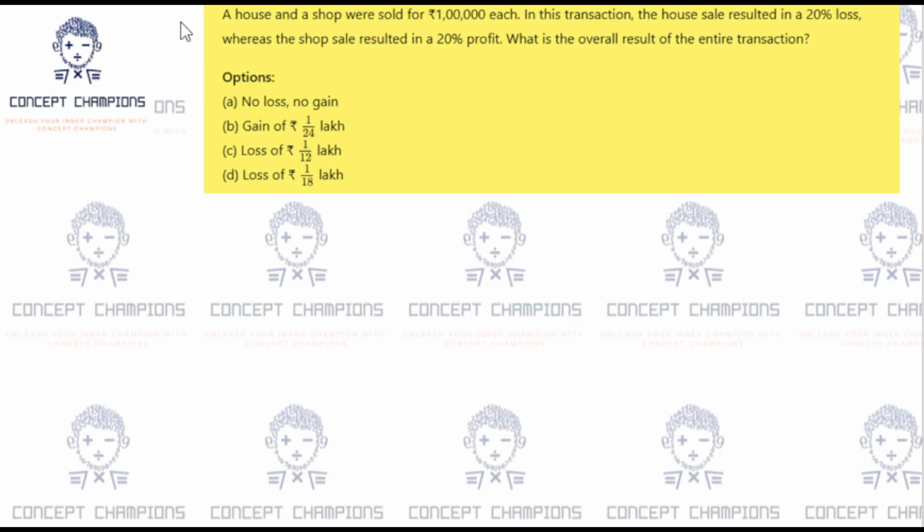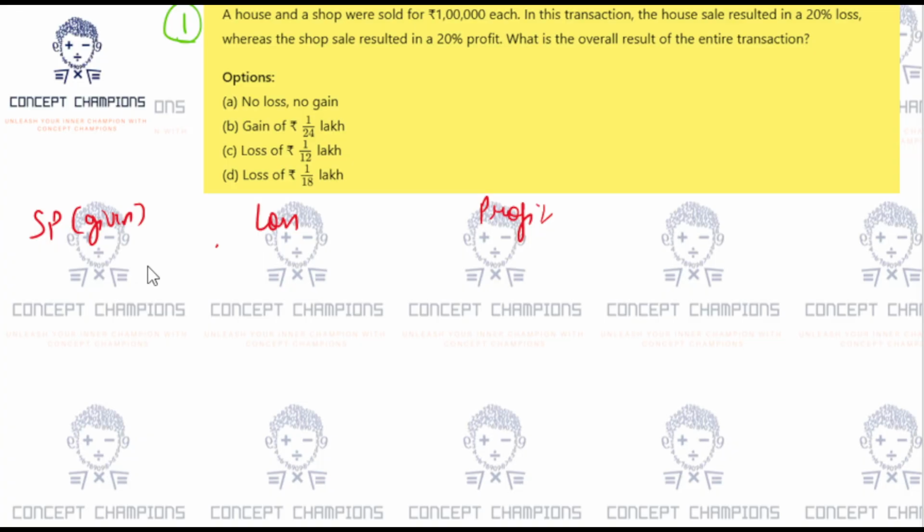So let's start with the questions. This is question number one. It says the house and shop were sold at 1000 each. Can I say SP is given and it is equal? The house sale resulted in 20% loss, whereas the shop resulted in a profit. So let's write loss and let's write profit.